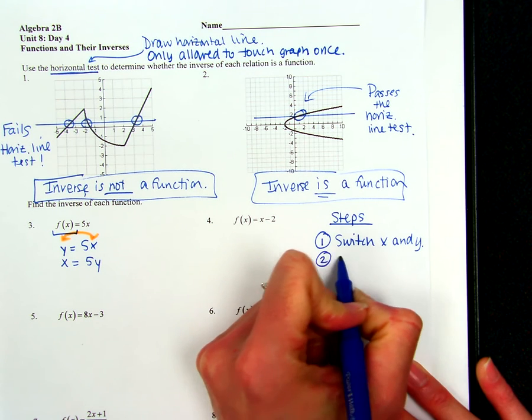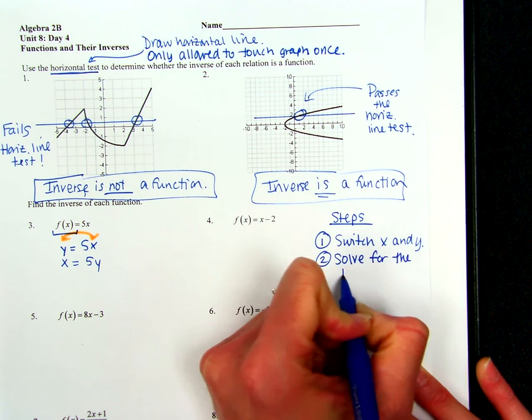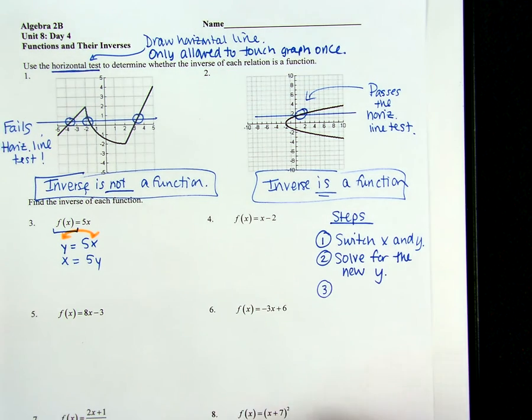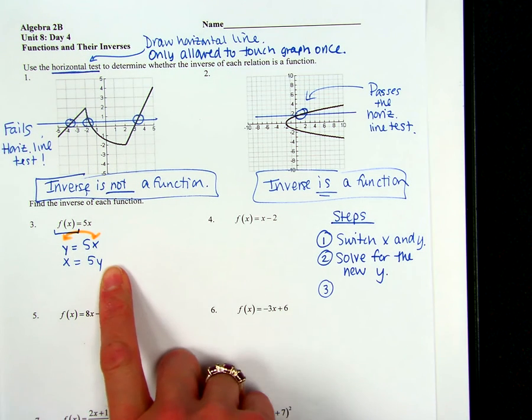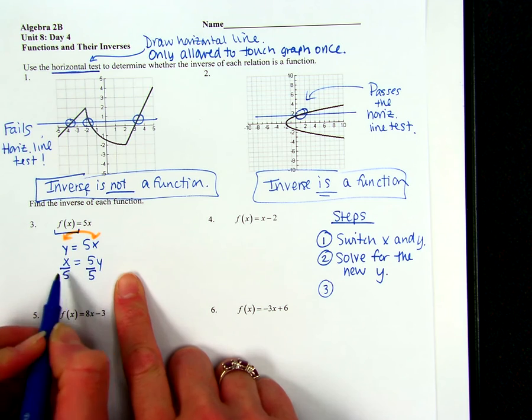Step 2 is you're going to solve for the new y. All right, which means I need to get y by itself. So how can I get y by itself? I get rid of my 5 by dividing. So this is x over 5.